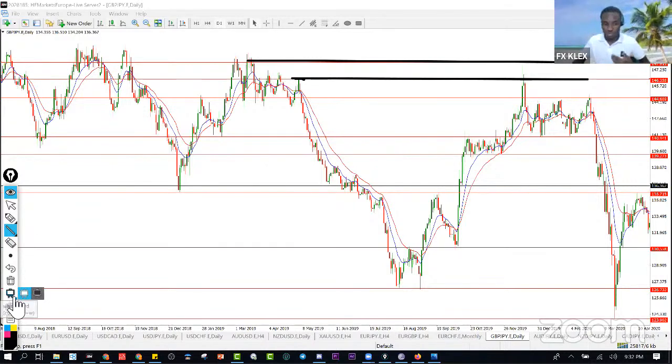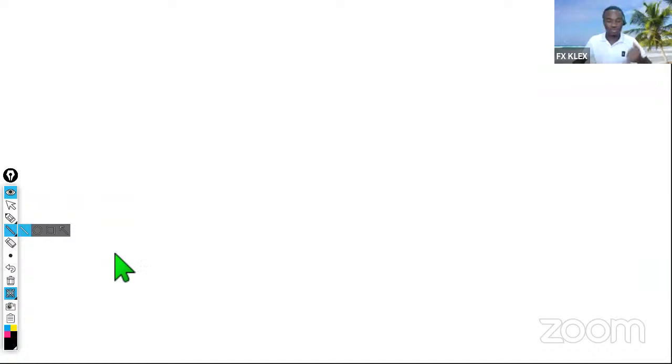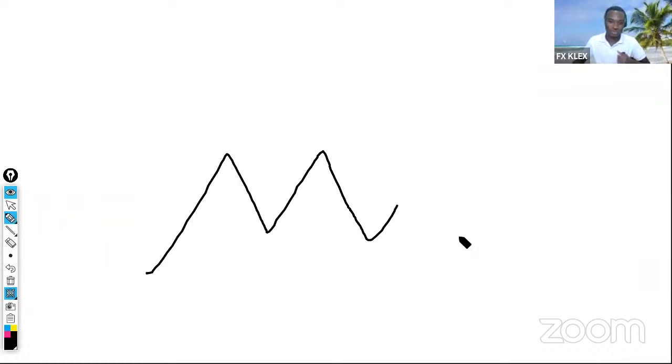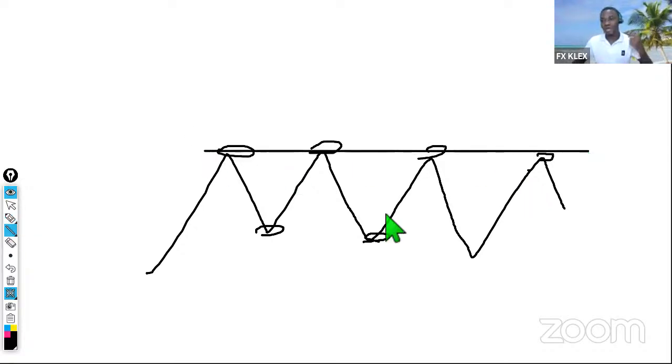So to summarize what we have learned in this class today, whenever you want to implement your key level structure on your chart, you have to look for swing highs and swing lows. Then you connect your swing highs together, and your swing lows together. You connect the highs as a resistance zone and the lows as a support zone. So this is how you can connect your resistance and support zones.